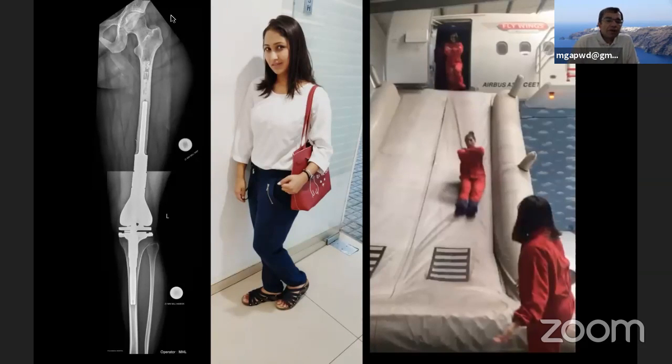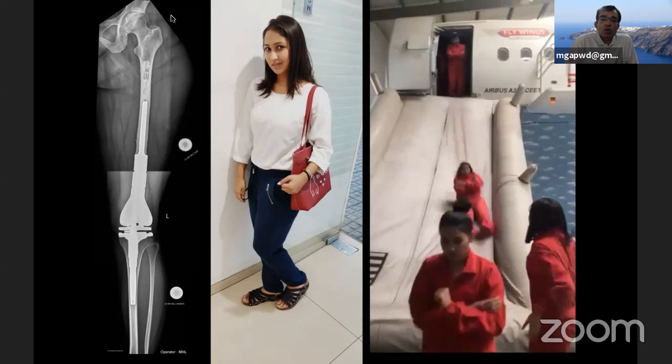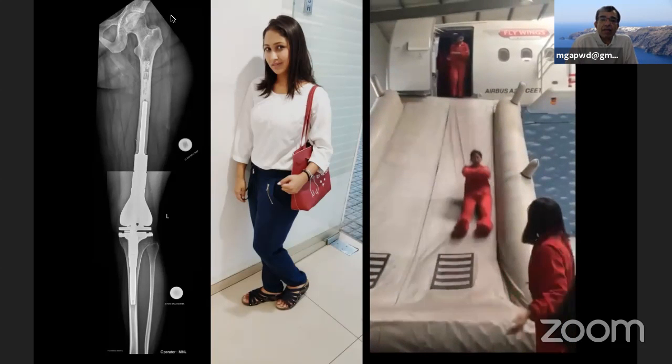And what kind of function do you expect after a megaprosthesis? There has been a lot of doubt, there are a lot of myths which circulate. But in today's world, we know that it is compatible with excellent function. This particular girl wanted to be an air hostess. And the most difficult test was this. You can see from this video, you have to get down from the slide and get up immediately. She was able to pass that test and was then able to go on.